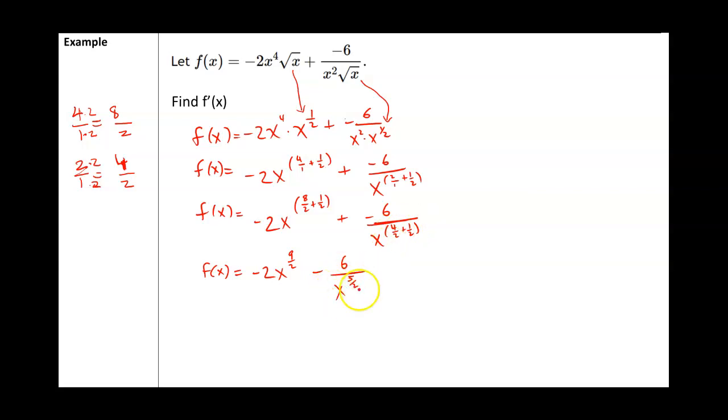Now, the x to the 5/2 cannot be on the denominator, so to move it to the numerator, we're going to make the exponent a negative. Anytime we move from the denominator to the numerator, the exponent becomes negative. So this is just a setup to the differentiation process. Now we can do our actual differentiation.